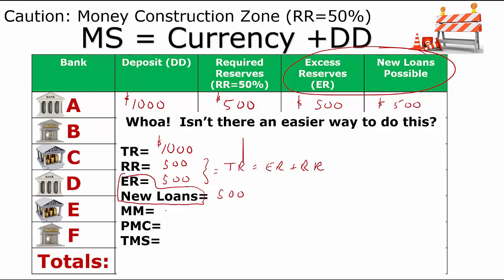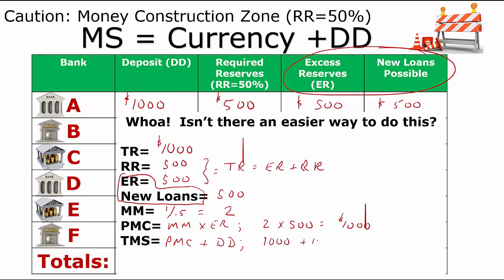Okay, the money multiplier is 1 over 0.5, which is 2. The potential money created is going to be the money multiplier times the excess reserves. So for us, that's 2 times 500, which is 1,000. And then the total money supply is the potential money created plus the original deposit that started it all off. So in our example, we get 1,000 that was created plus the $1,000 deposit for a total money supply of 2,000. Okay? So that's just a quick practice of the math.